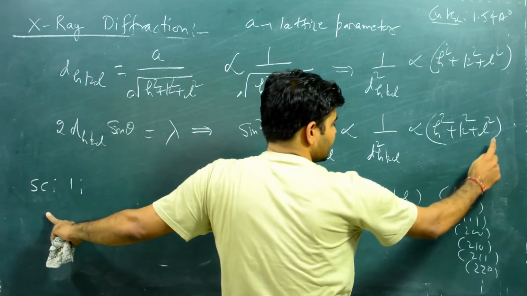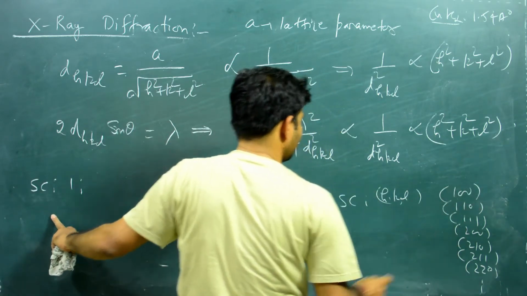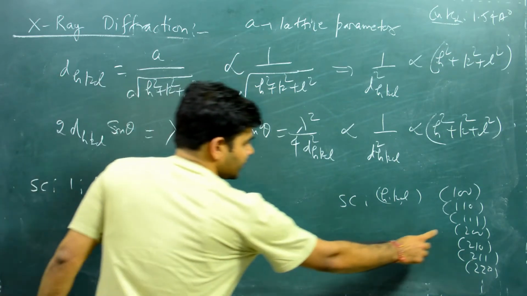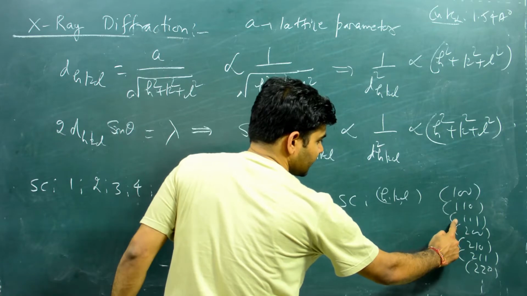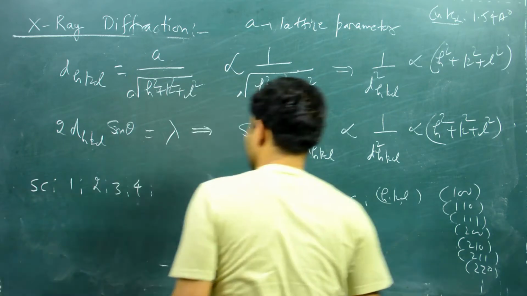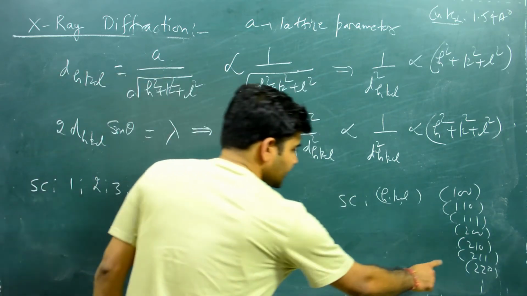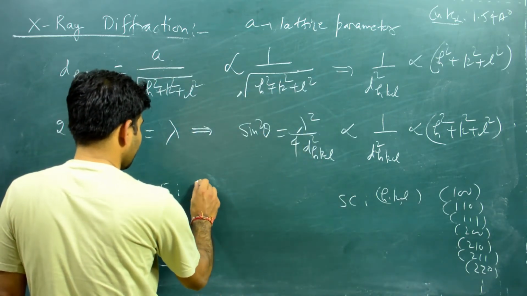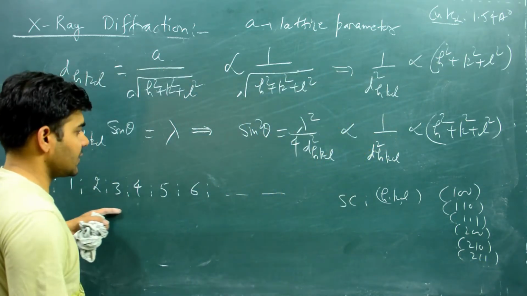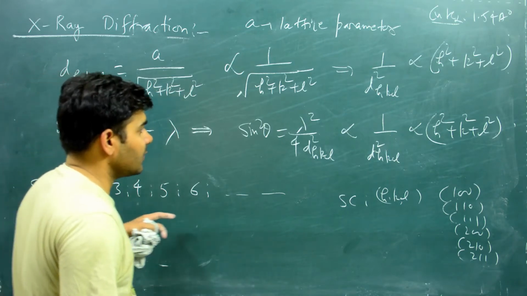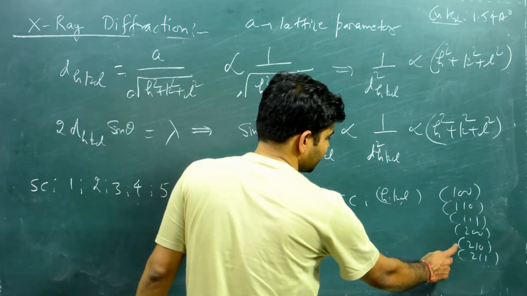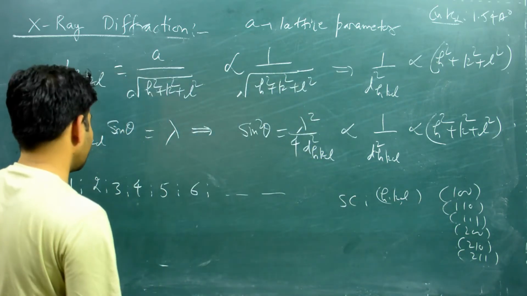If we calculate, for example, h squared plus k squared plus l squared for simple cubic: for 100 it is 1 plus 0 plus 0, that is 1; for 110, 1 plus 1 plus 0 is 2; then 3, and then 4, then 5, 6, and so on. So in case of simple cubic, the ratio of h squared plus k squared plus l squared comes out to be 1 to 2 to 3 to 4 to 5 to 6 and so on and so forth.